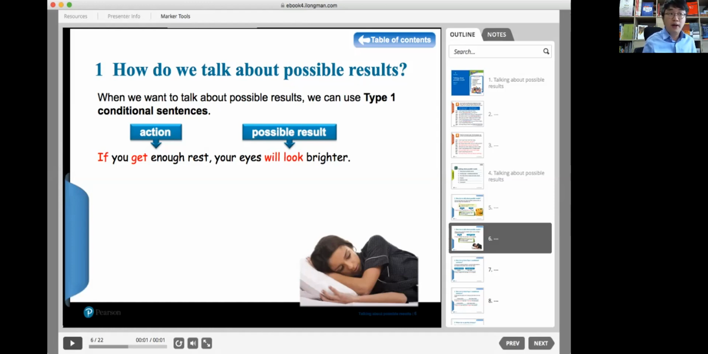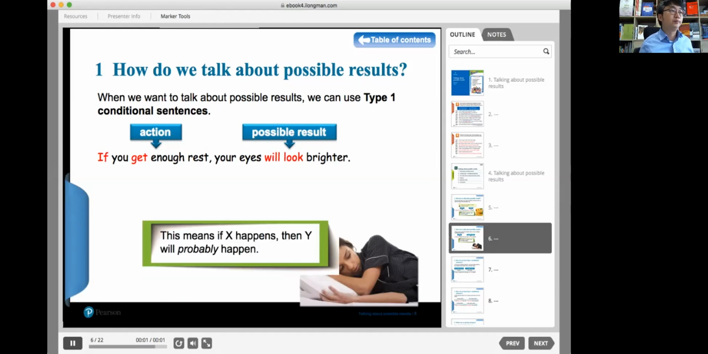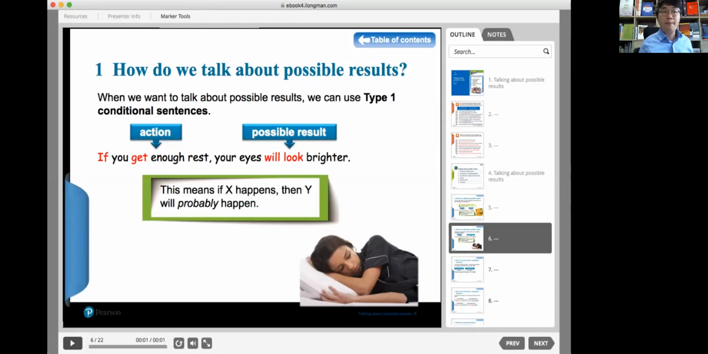Maybe, but one possible result is that your eyes will look brighter, will probably happen. This result will probably happen, not generally happen. So this is the difference between type 0 conditional sentences and type 1 conditional sentences. And also there is a difference in grammatical requirement. For type 1 conditional sentences, for the result, we use future tense, not present tense.